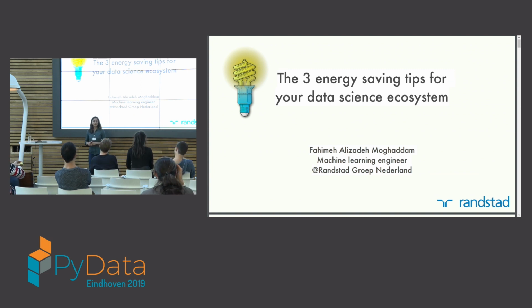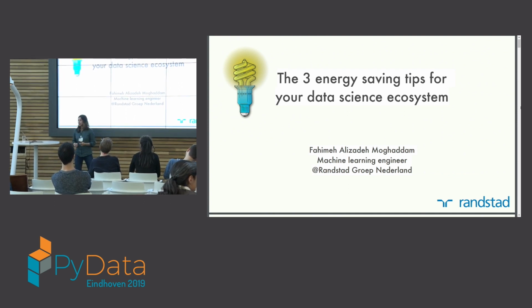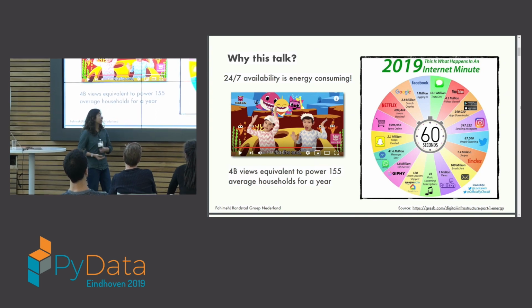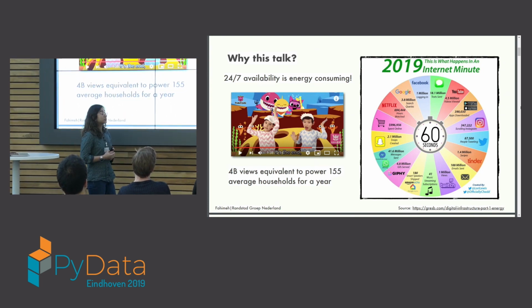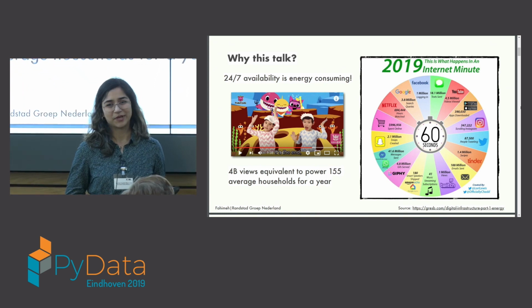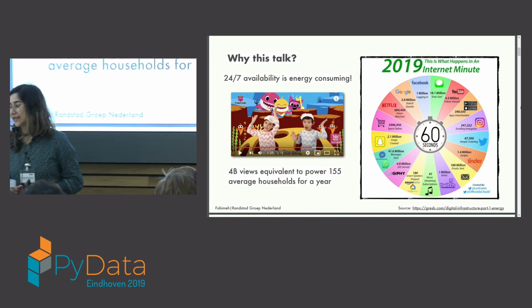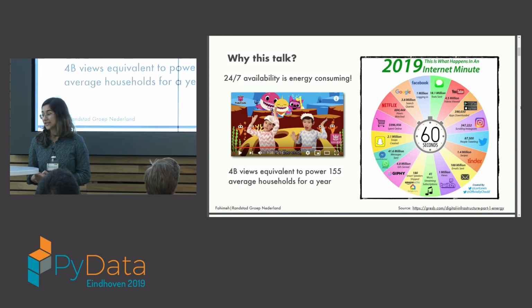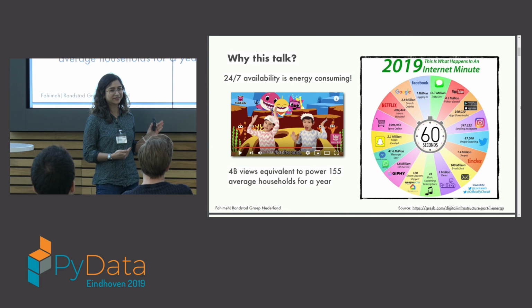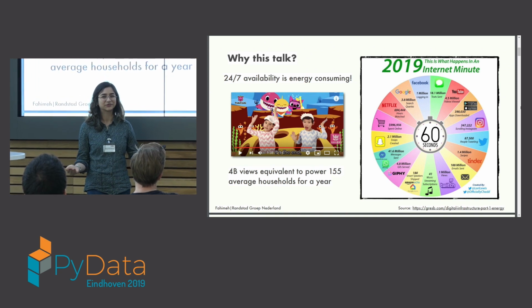Today I'm going to talk about energy efficiency for your data science ecosystem. But why is this topic important at all? If you look at the chart on the right side, you see that in every minute in 2019 there is a lot happening. So, for example, there are 2.1 million snaps created. We cannot even catch up looking at this content as a person, right?